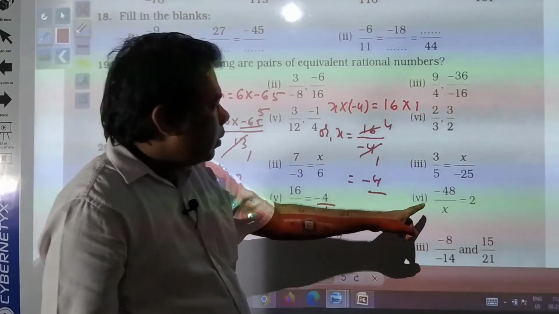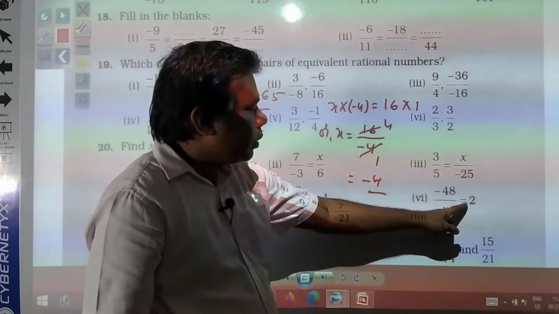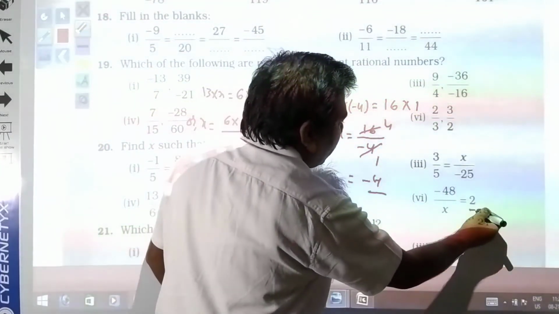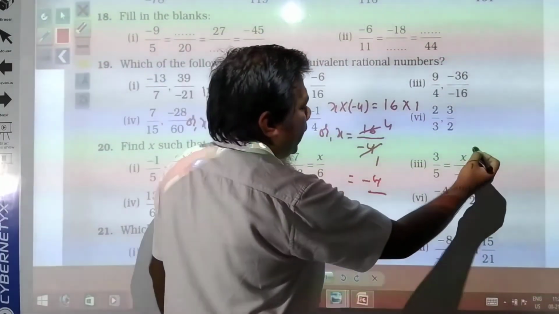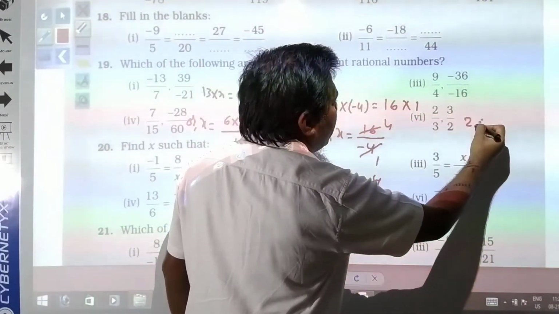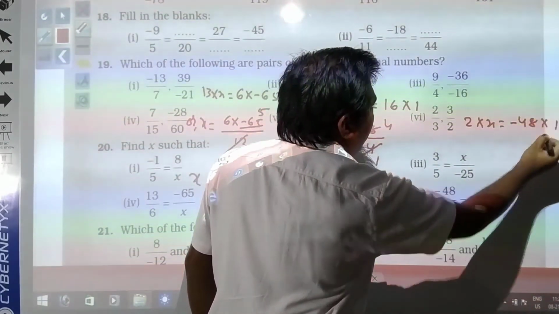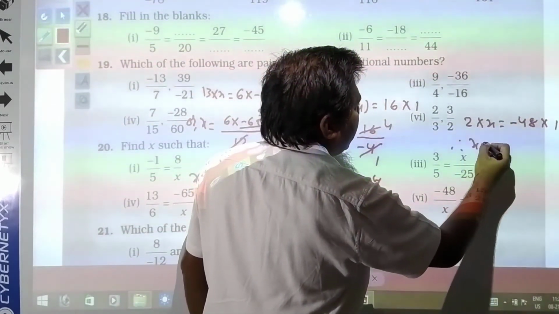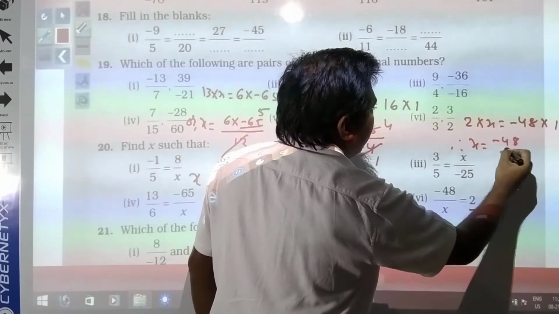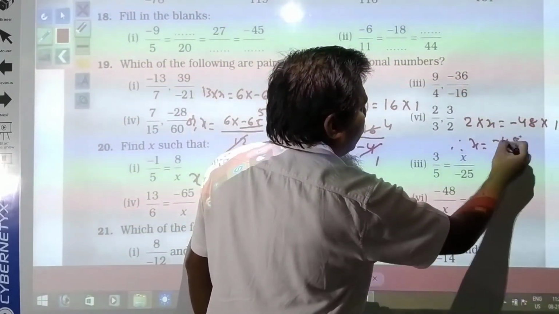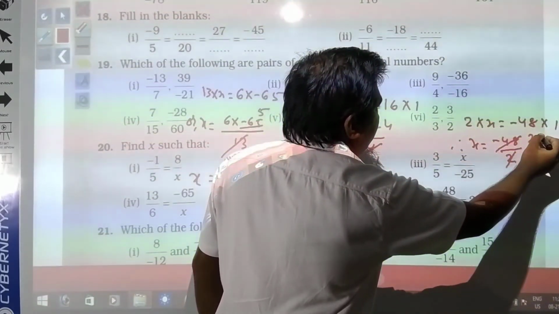Then you have -48/x = 2. Again here you can write 1. So you will have 2 × x = -48 × 1, and therefore x will be equal to -48 by 2. 2 ones are 2, 2 twos are 4, and 2 fours are 8.